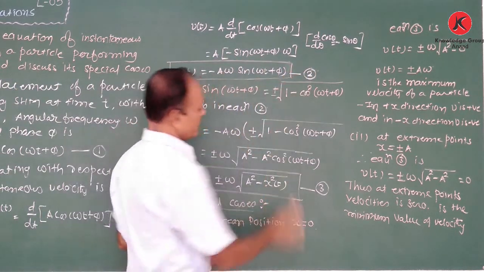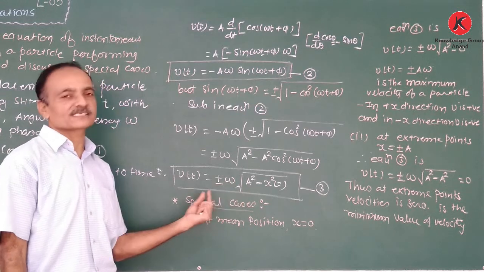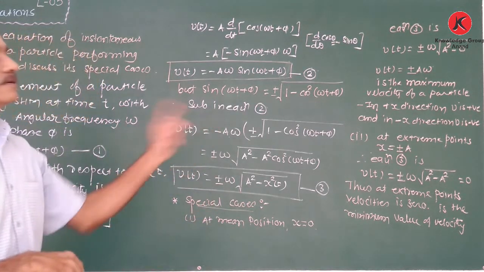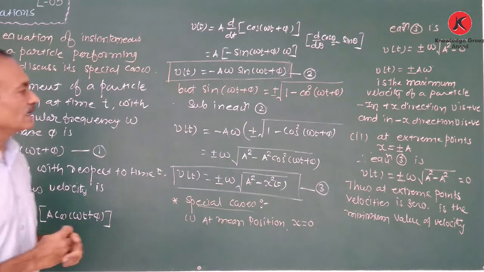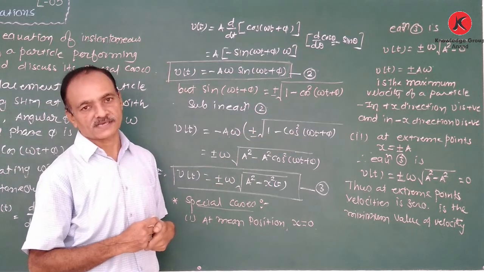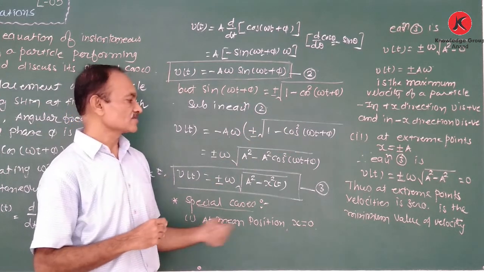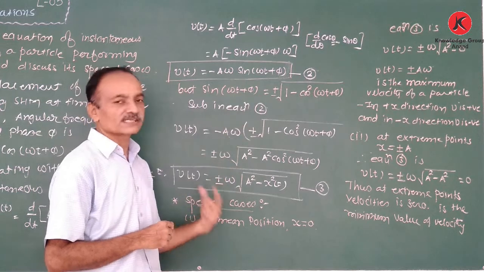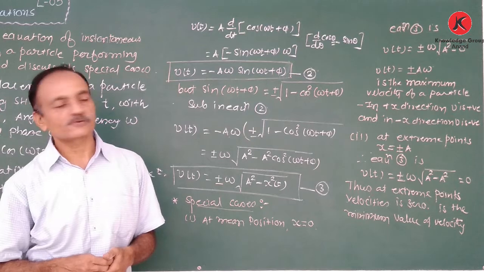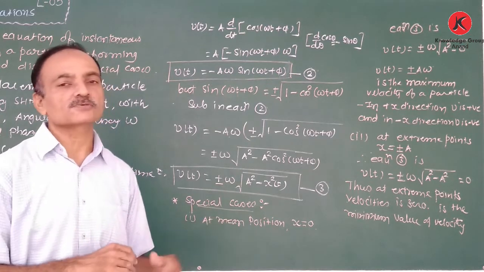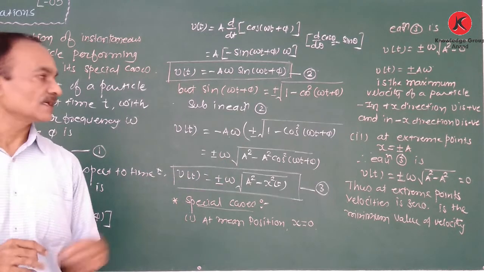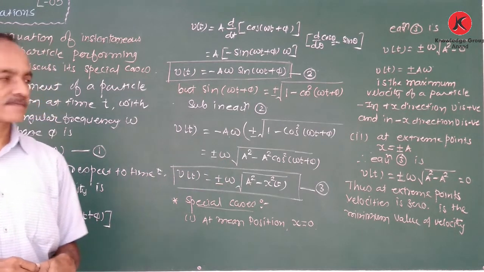Now we convert it into a form in terms of the displacement, because the different positions of the simple harmonic motion are known, and for that reason we convert the sine into the square root of 1 minus cos square terms. Clear? So both equation 2 and 3 are helpful to us for the numerical and also the MCQ type question. This question is also asked for 2 marks: to obtain the instantaneous velocity and discuss its special cases.